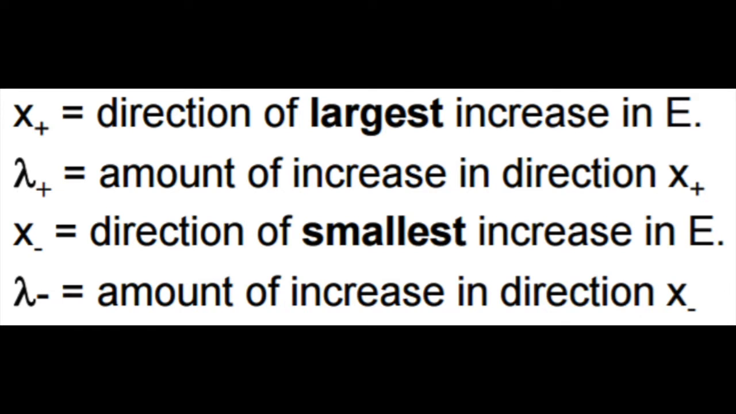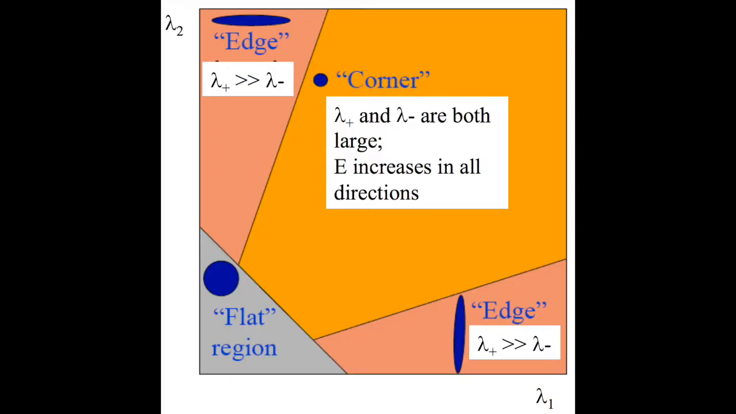We can now use this information to determine which directions have largest or smallest E values and the magnitude of such changes. Relating this back to the different classifications of area, flat region, edge, or corner, areas with small lambda plus and lambda minus values are flat regions. Regions in which lambda plus is significantly larger than lambda minus are edges. And areas in which lambda plus and lambda minus are both large are corners where E increases in all directions.